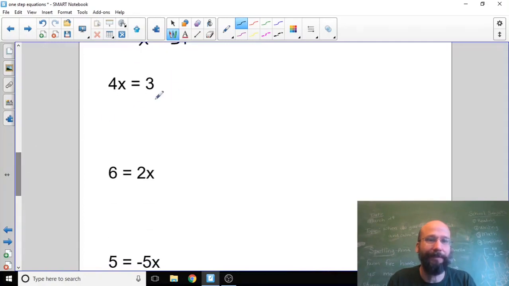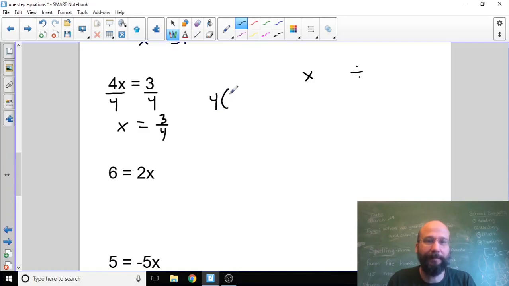So now we're in a multiplication. So the opposite of multiplication is division. So in order to move this 4 to the other side, I'm going to have to divide. This is multiplication. I'm going to have to divide by 4. So x is going to equal 3/4. And I could put this back in.